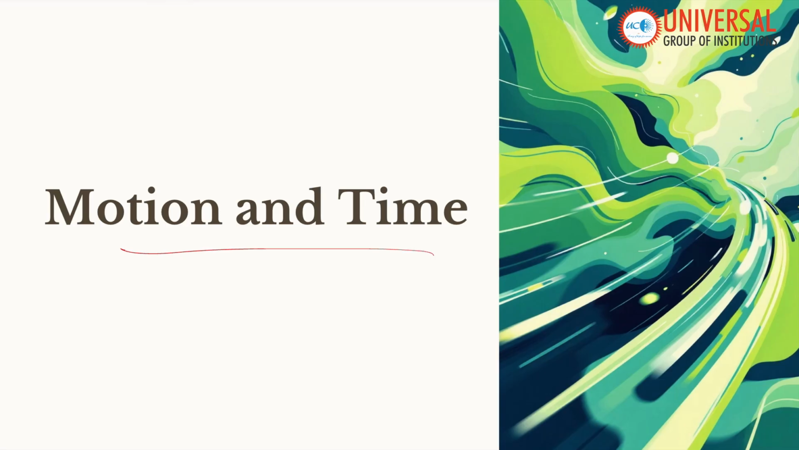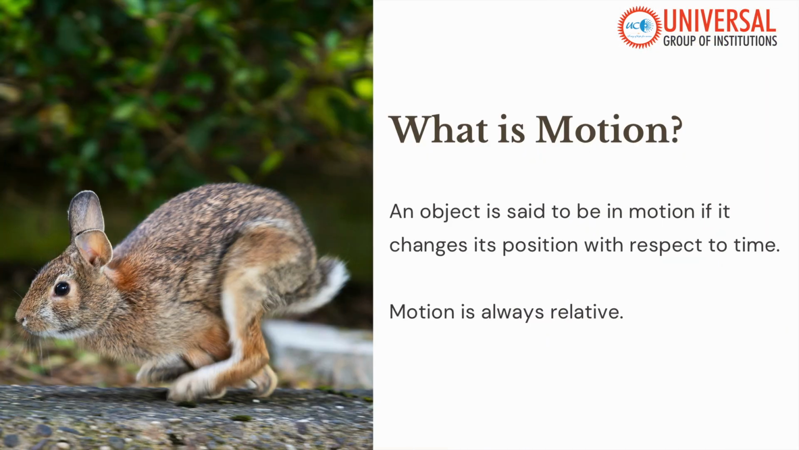So physics begins with such fundamental questions like how do we describe motion, how do we measure time, and how do we compare the motion of different objects. So this chapter, which is Motion and Time, answers these questions and lays the foundation for mechanics, which is one of the most important branches of physics. Motion is an integral part of our daily life. From the movement of vehicles on the road to the rotation of the earth around the sun, everything around us is either in motion or at rest relative to something else.